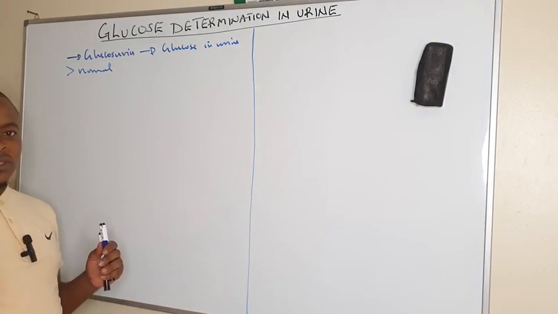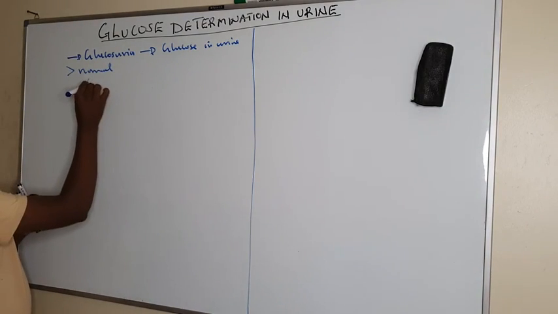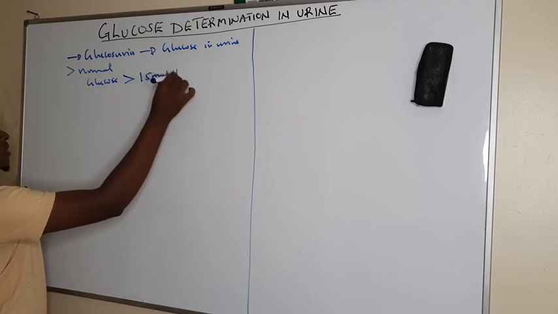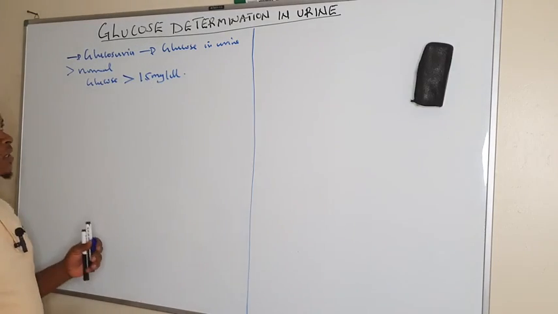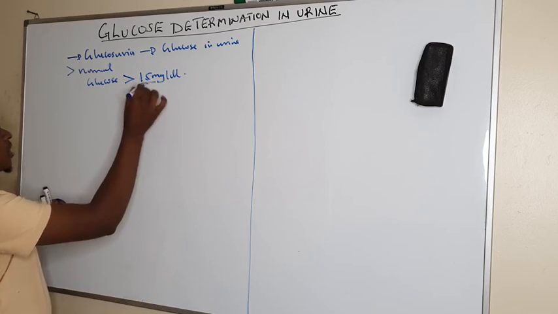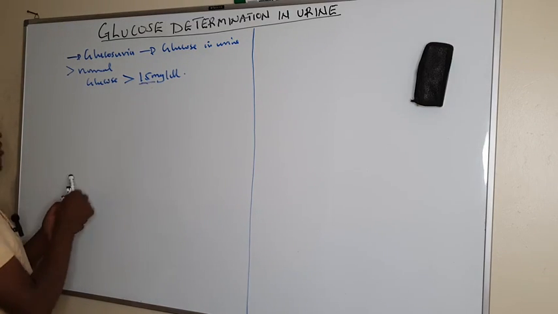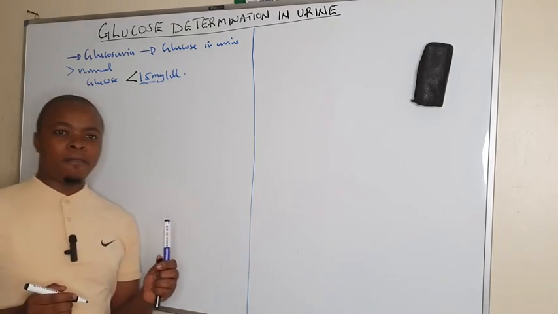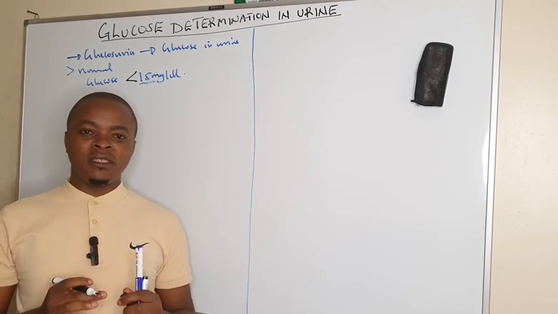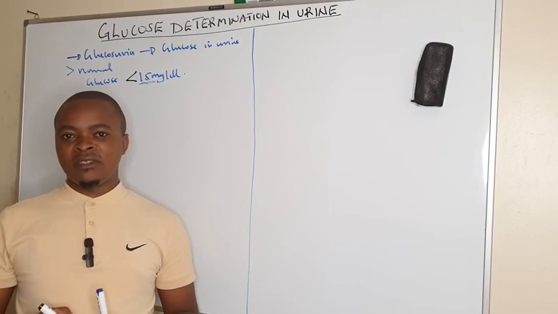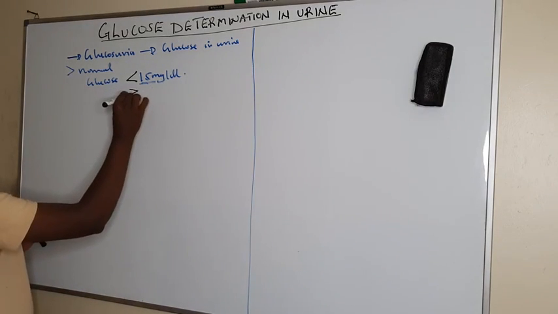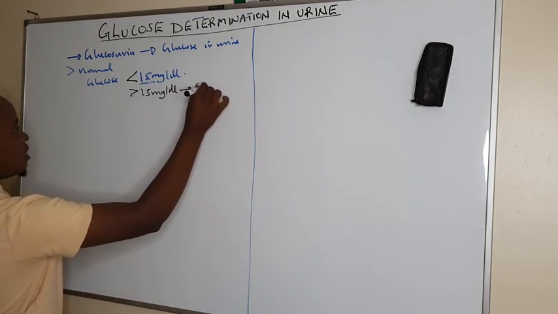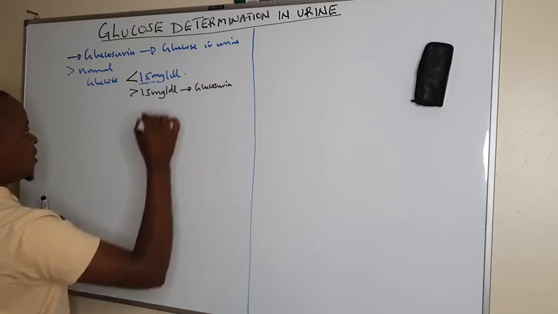whereby in urine, glucose should not be greater than 15 milligrams per deciliter or milligrams per cent. So if you find the urine is having glucose, we are saying that glucose should be less than 15. So between 0 and 15, it cannot be even detected by any means in urine. But if it goes greater than 15 milligrams per deciliter, this is what we are calling glycosuria or glucosuria.